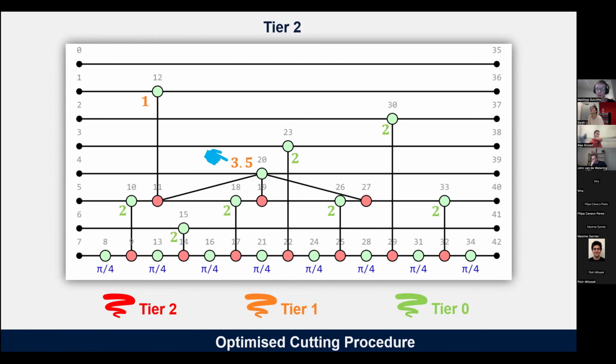So in this case, it's 3.5, which means that this vertex 20 is the highest priority. This is the most worthwhile cut. So if we're going to be cutting any vertices, that should be the one we start with. And then once we have this list, the rest of it is fairly straightforward. We can just say, okay, cut that vertex.